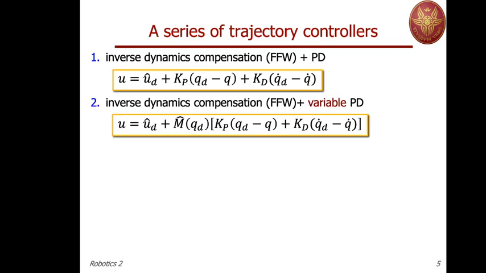You may also introduce a slight variation to this basic feedforward plus PD action, namely introduce a form of variable PD. You can see that the only difference between the first and the second control law for trajectory tracking is in the presence of the estimate or the actual inertia matrix evaluated along the desired trajectory qd and not the current value q. So what is the sense of all this?